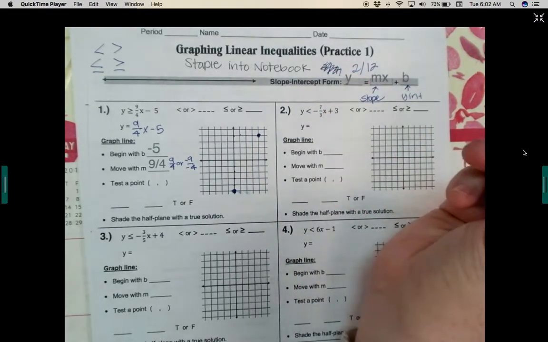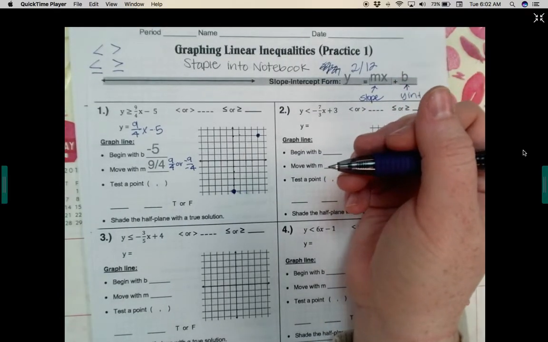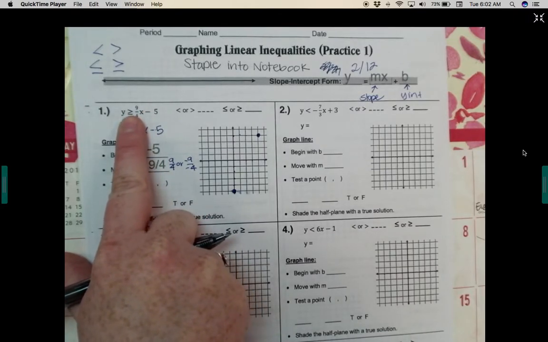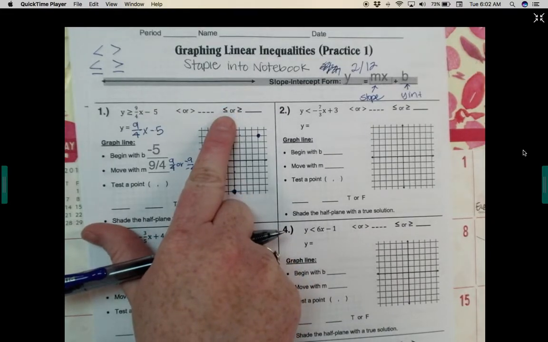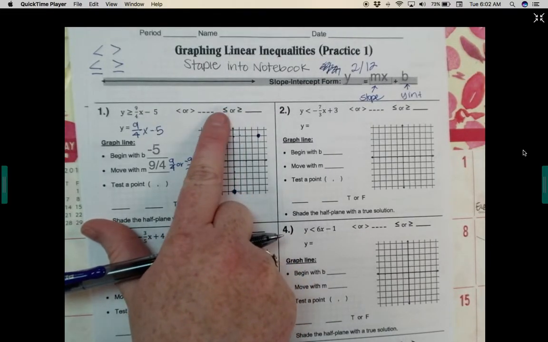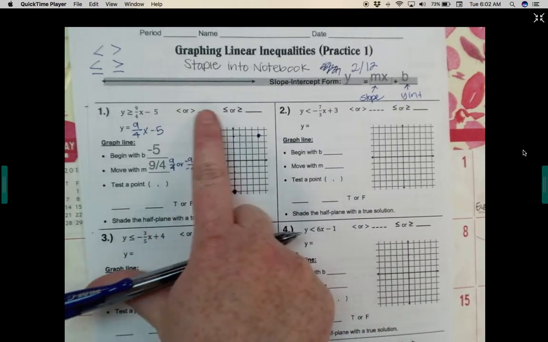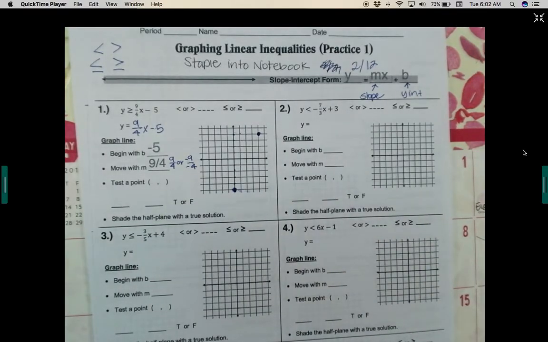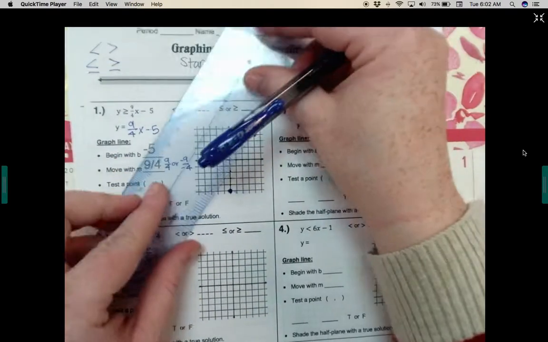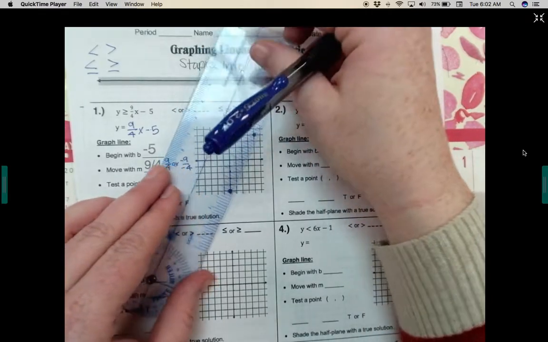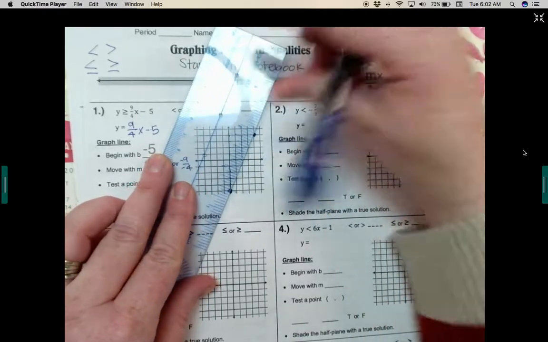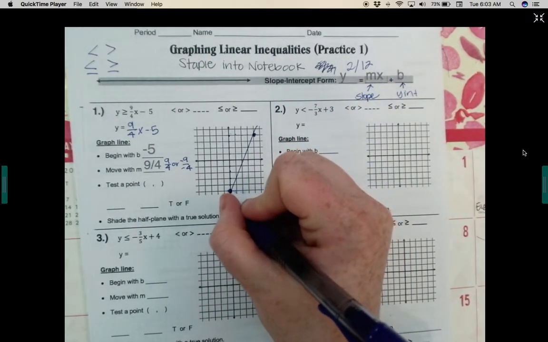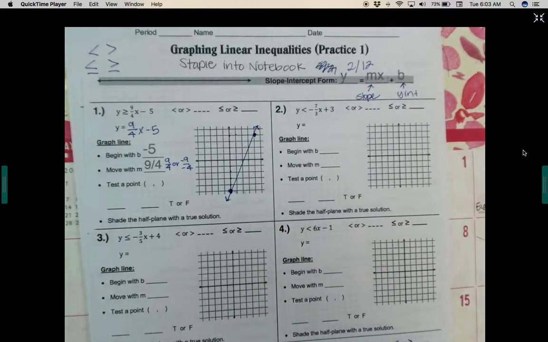So far everything has been the same as when we're graphing an equation, and here's where it gets a little different. You're going to look at your inequality sign. This one is greater than or equal to. If it is greater than or equal to or less than or equal to, our line is going to be solid. If it is just less than or just greater than, then we're going to use a dashed line. This time it's greater than or equal to, so with your ruler or a straight edge, you're going to draw a line, and it's going to be a solid line for this one. A line always has two arrows, one at each end.